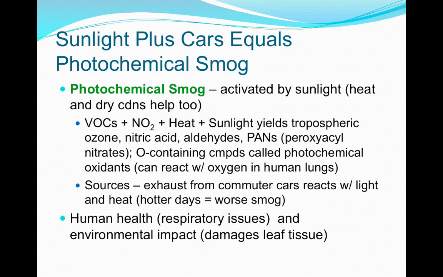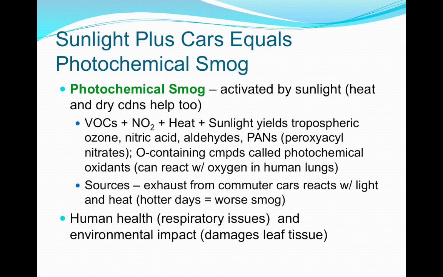What do you really need to know for the national exam? Listen to what I'm saying. VOCs plus NOx plus water vapor in the presence of sunlight produces tropospheric ozone, nitric acid, and PANs. So industrial smog is largely a sulfur-based thing. This is a nitrogen-based thing. And of the two, photochemical smog is worse.